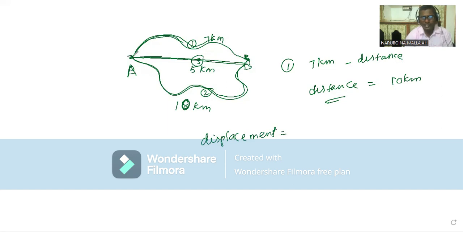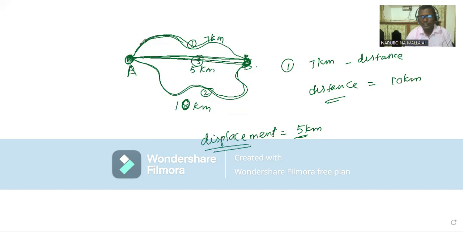Displacement: initially I started my journey here. Finally, I reached B. The shortest distance between this final and initial position is called displacement. So this is 5 kilometers. Displacement means the line joining the final and initial position, or in other words, the shortest distance between two points. So that is called displacement.